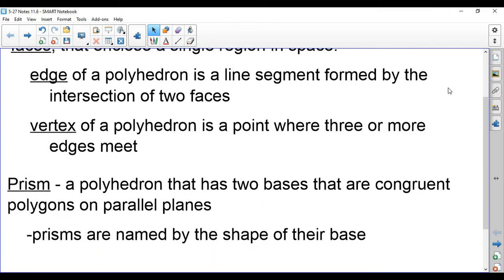For today, the polyhedron that we're looking at is a prism. A prism is a polyhedron that has two bases that are congruent polygons on parallel planes. When you name a prism, you name them by the shape of their base. We can have triangular prisms, hexagonal prisms, and rectangular prisms, and a rectangular prism is also called a rectangular solid.